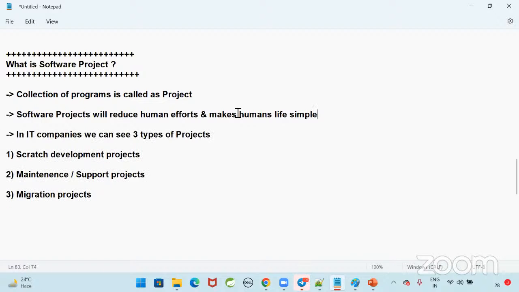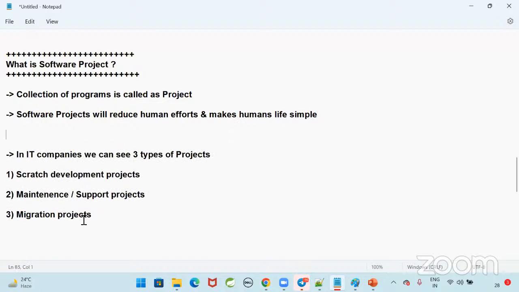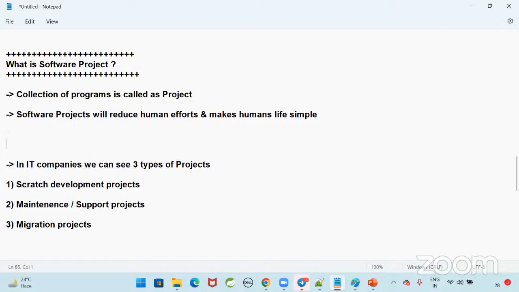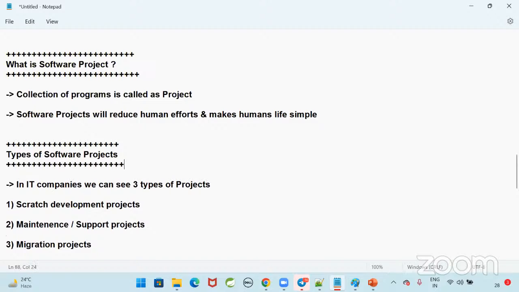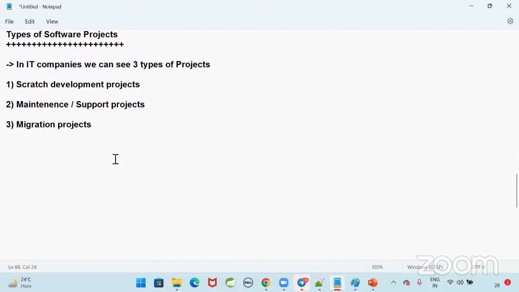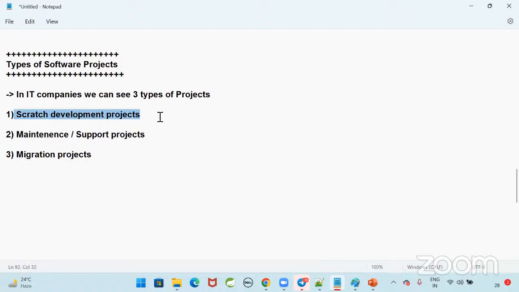Right. So tomorrow, when you join an IT company, that company will be dealing with multiple projects. Those projects we can categorize into three types. What are those three types? First one is scratch development. Second one, maintenance or support. Third one, migration.